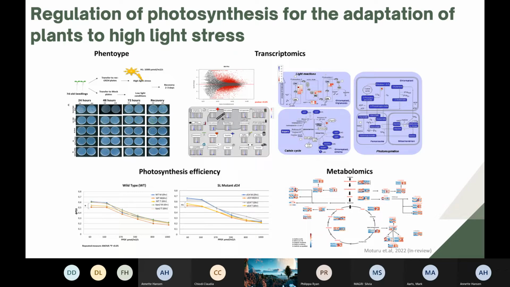So from the recovery phase, we further did photosynthesis efficiency tests, and then we looked at the metabolomics. Connecting the dots between the transcriptomics, the phenotype, the photosynthesis efficiency and the metabolomics, we were able to establish a clear pathway of regulation of strigolactones with photosynthesis and the high light stress.